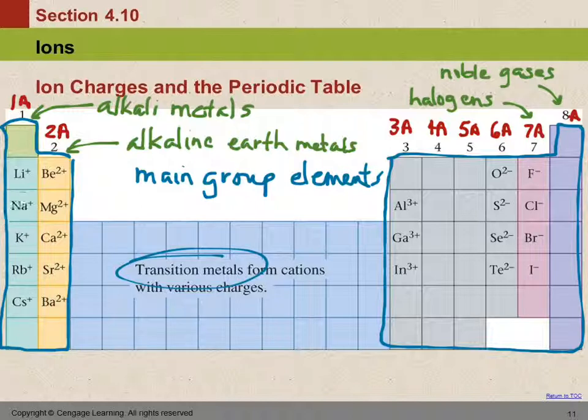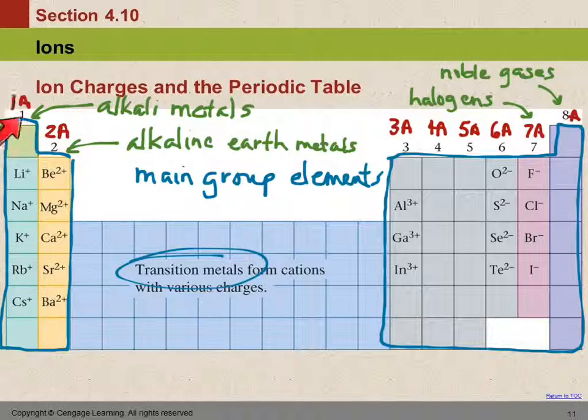The main group elements are the ones that are much more predictable. So we can predict what charges their ions are going to have. We can predict all kinds of stuff just from their position on the periodic table. And these transition metals are going to form ions that have different charges. They are metals, and so they're going to form cations. But this is sort of a transition from one part of the main group to the other.